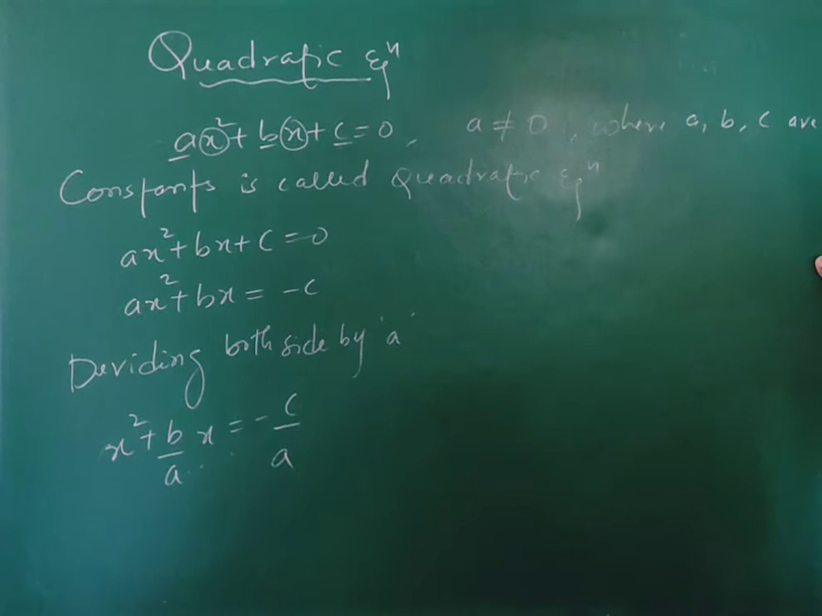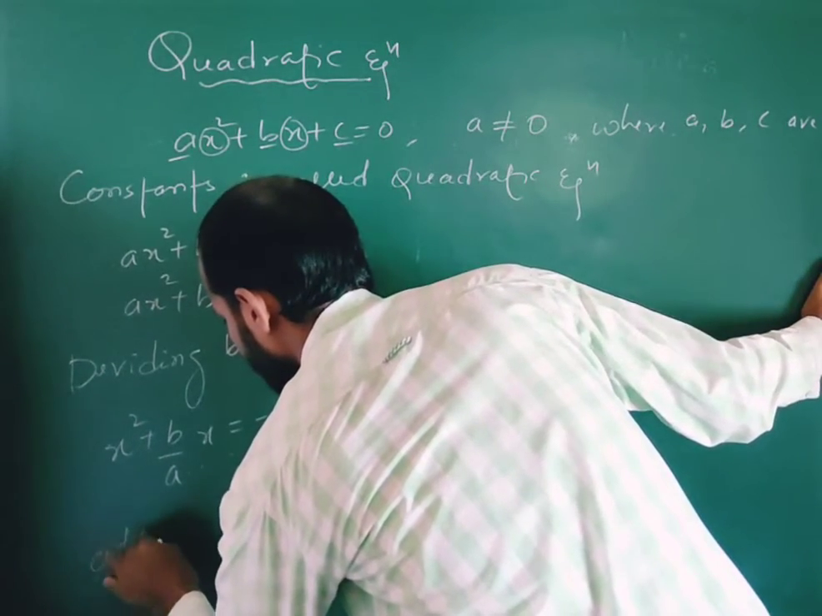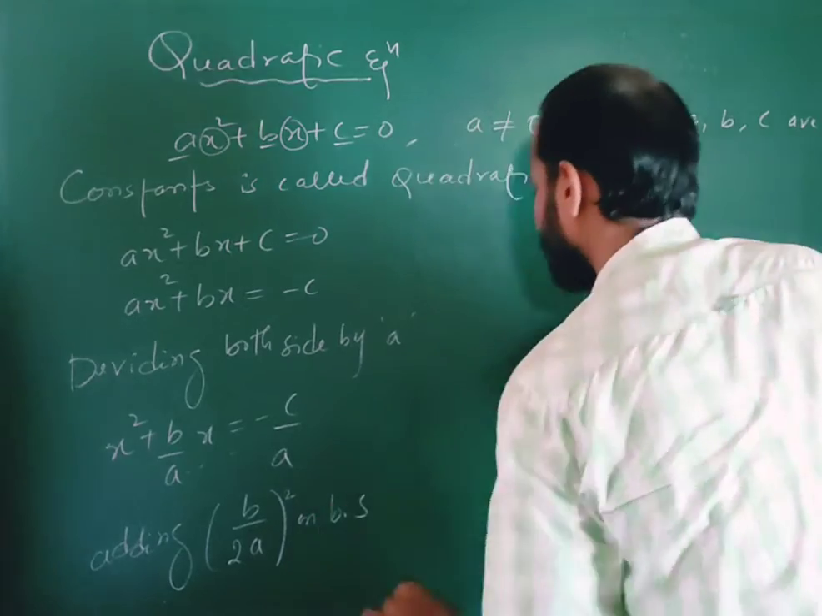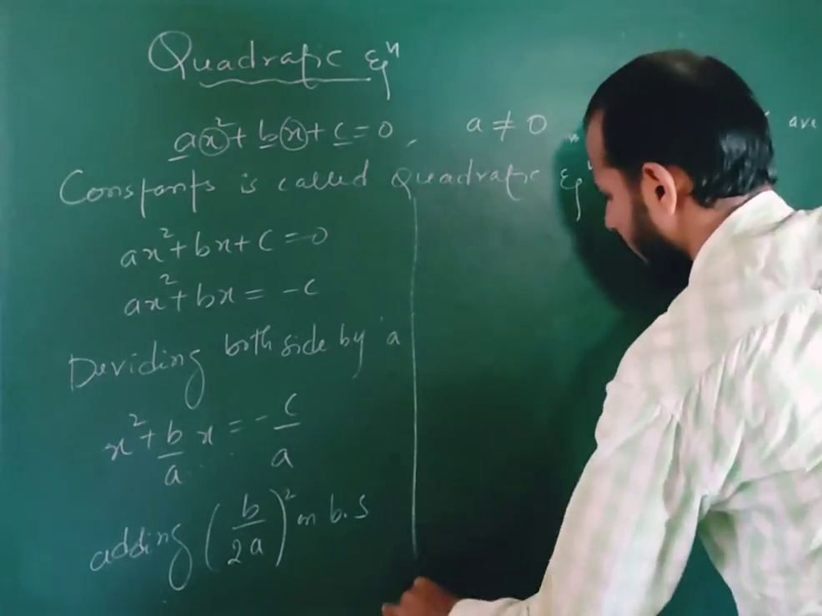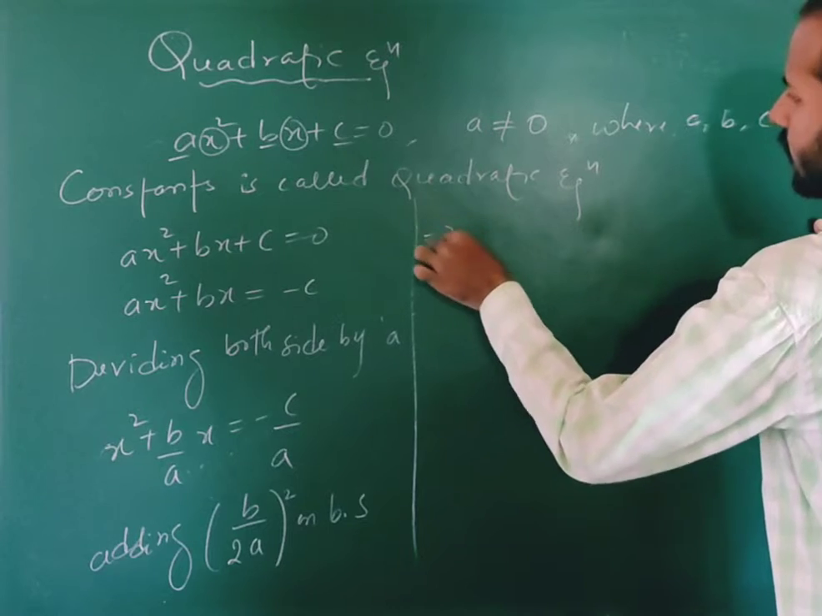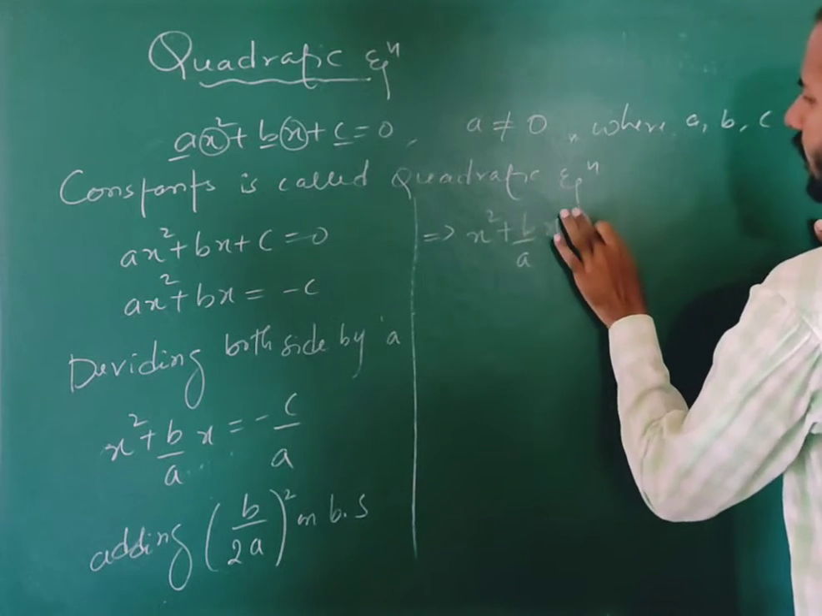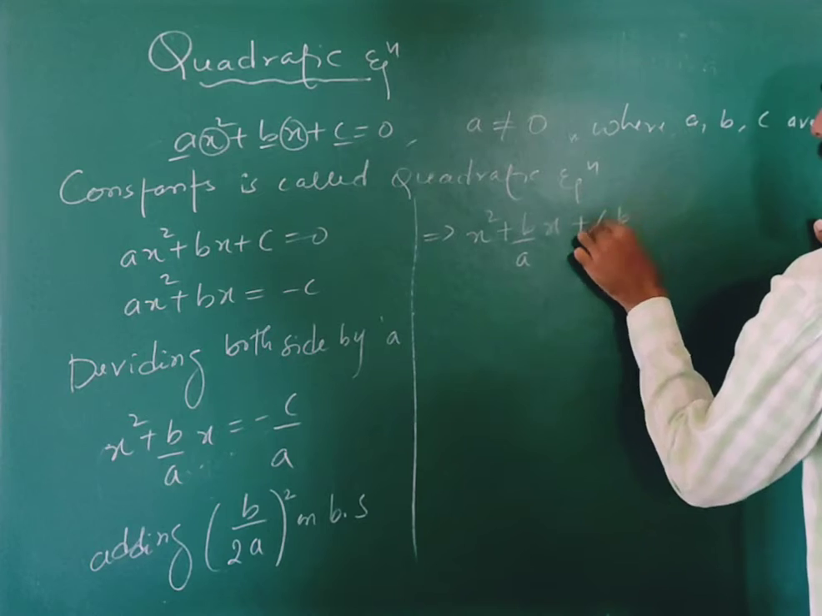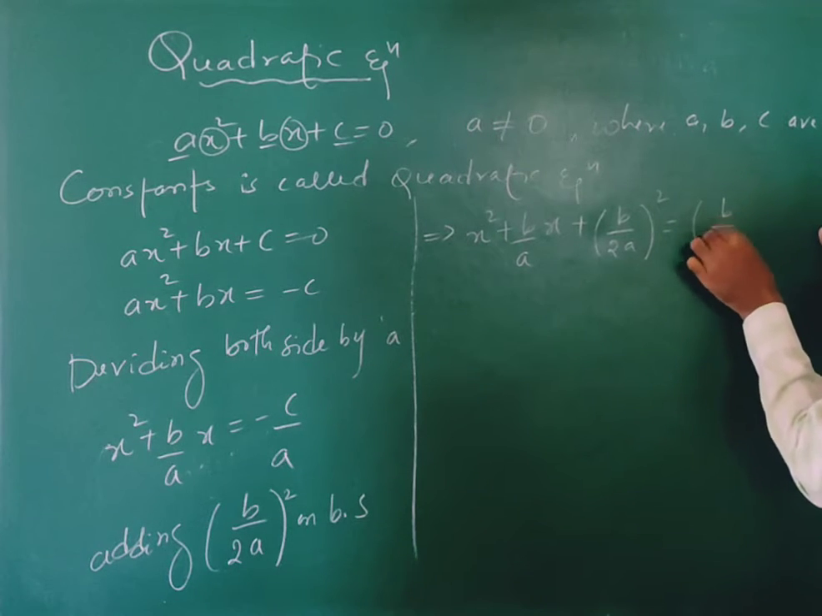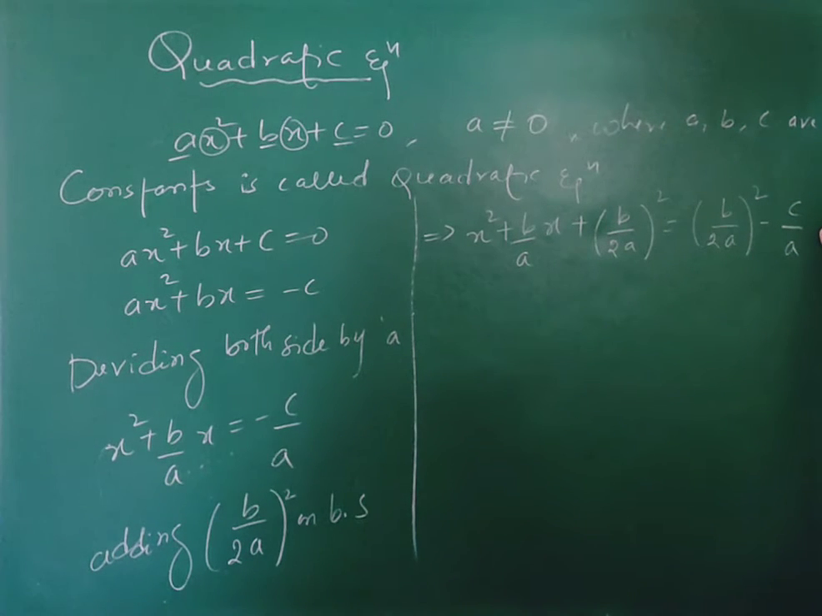Now adding b by 2a whole square on both sides, let's see what we get, which implies x square plus b by a x plus of b by 2a whole square, which is equals to b by 2a whole square minus of c by a, right?